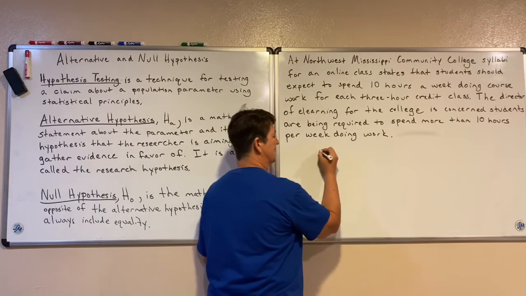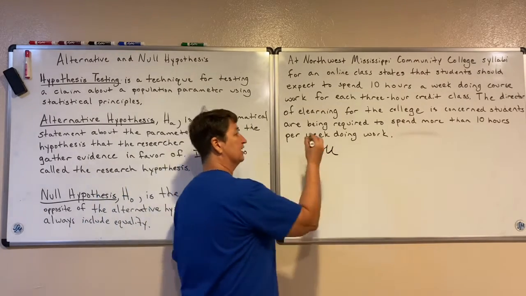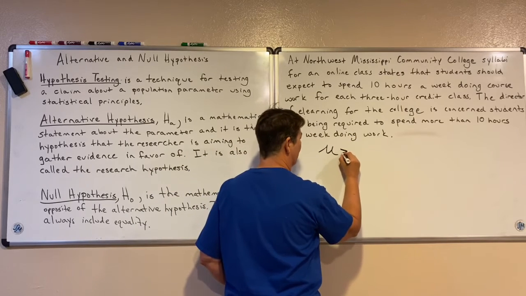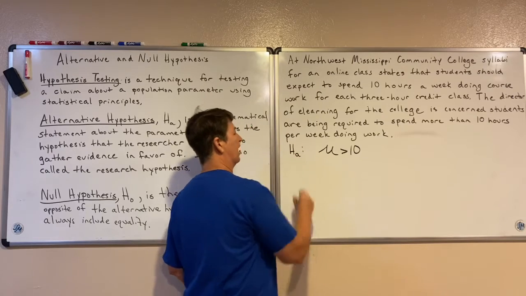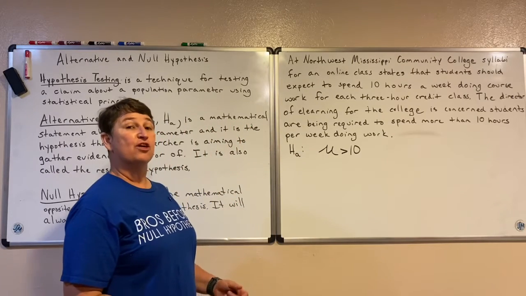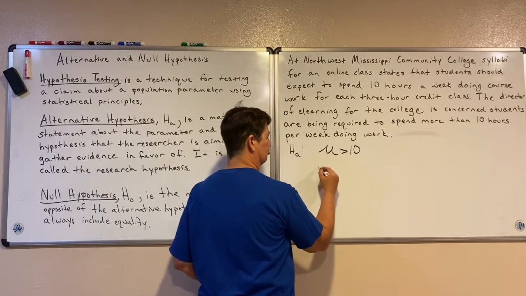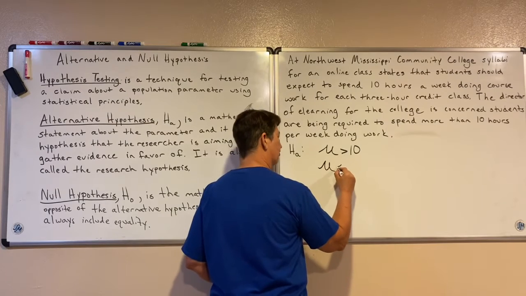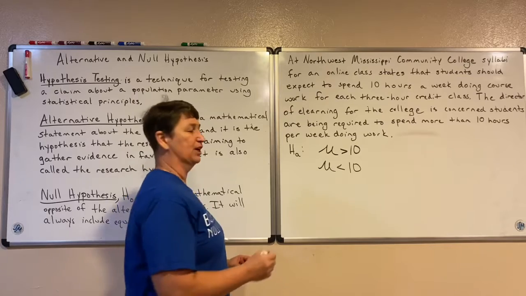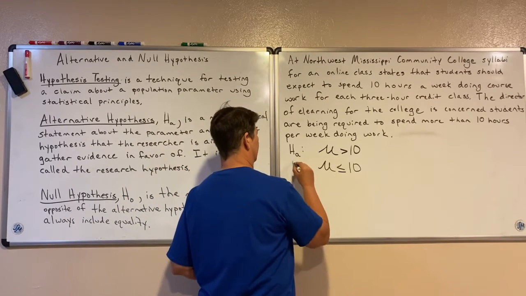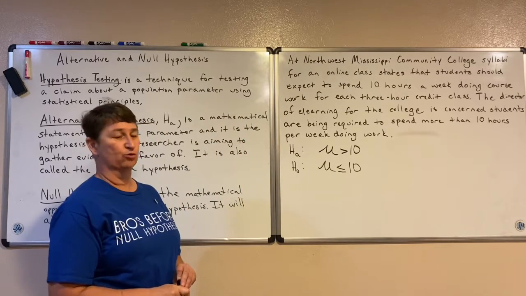So that average amount of time that they're spending, the director thinks is greater than 10 hours. That is our alternative hypothesis. Then the null is just the mathematical opposite of that. So here this was greater than, so therefore the null would be less than the 10. And the null always includes our equality. So that is the null hypothesis, that it is less than or equal to 10.